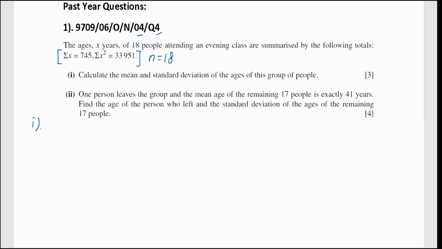Calculate the mean and standard deviation of the ages of this group of people. So again, we just have to use the formula. The sigma x given is 745, and then the sample is 18. We use a calculator and we get the value to be 41.4, right? Rounded to 3 significant figures. And we can calculate the standard deviation.